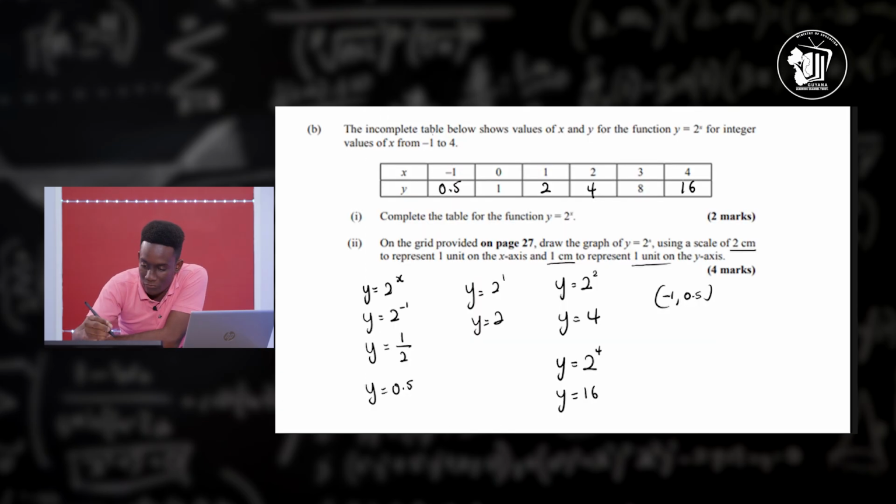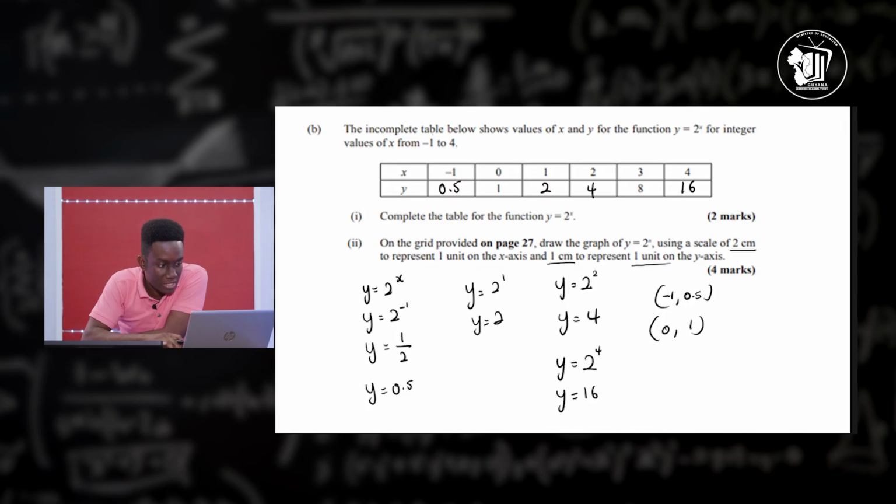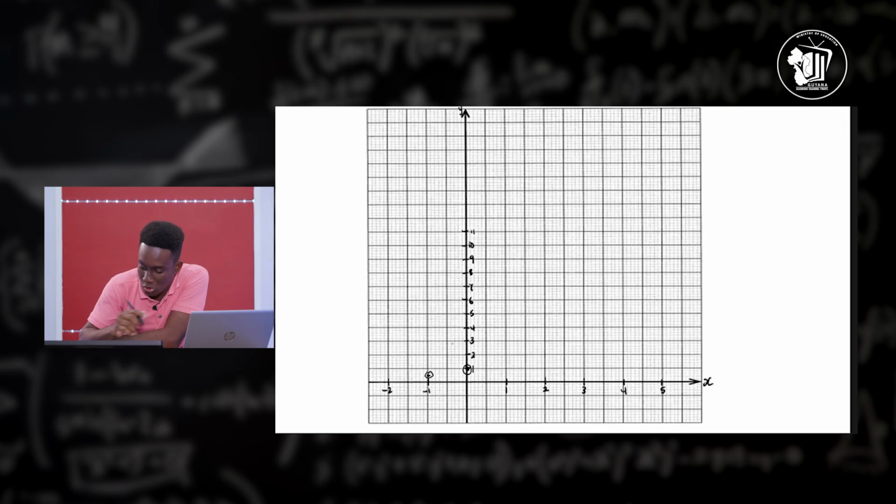And the next point we have would be 0, 1. So this would be 0, 1. So we go 0 across, 1 up. So that'll be right here. The next point we have is 1, 2. So we go 1 across and 2 up. So that'll be right here.